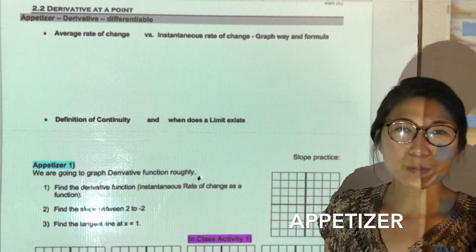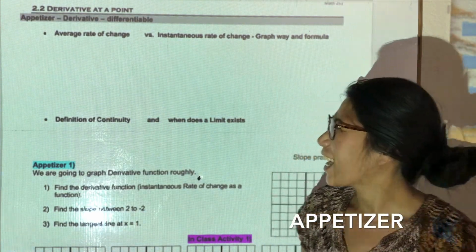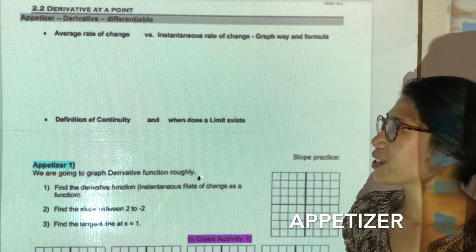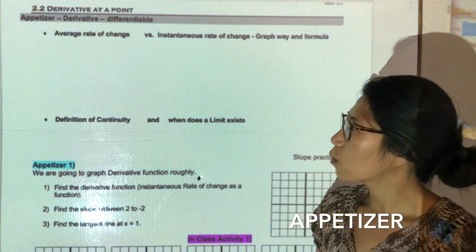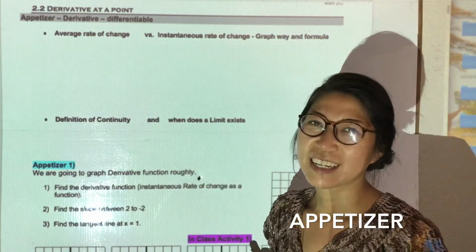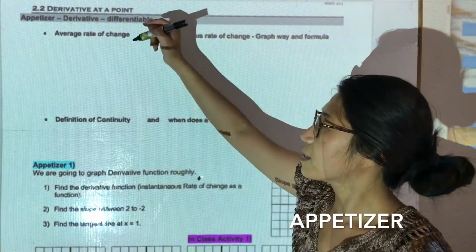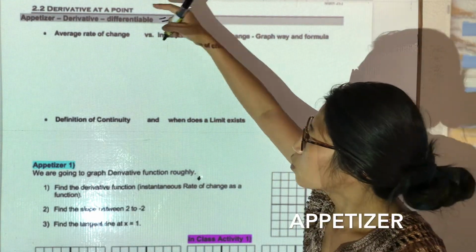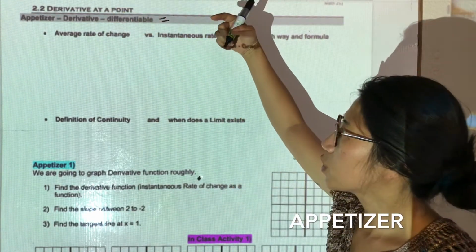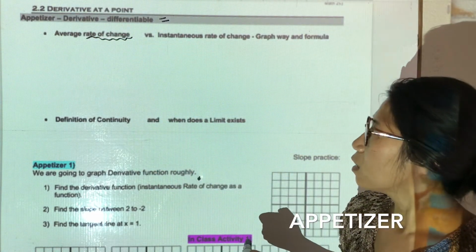We are on section 2.2, the derivative at a point. And today our appetizer is going to be a review of what a derivative was. So what was a derivative, class? And when we can find the derivative, we say that the function is differentiable. What does that mean? In order to understand the derivative, we have to understand rate of change.